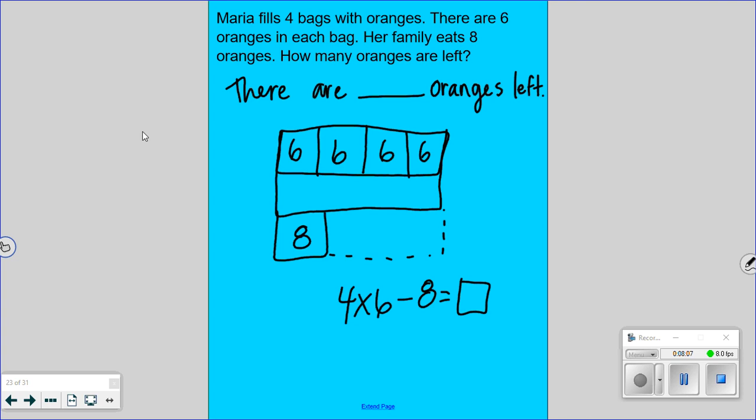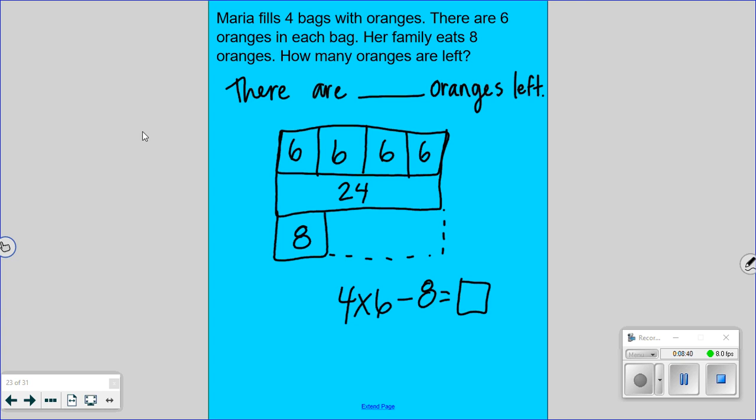Bowen, you solved our 4 groups of 6. What was our 4 groups of 6 worth? 24. I'm going to write it right here. Why did I put it right there? Ava? Because it represents the 4 6s above. Yeah, it's the same size. So these are the same value. Do they look exactly the same? No. They're still the same amount in each one. They just look a little different.